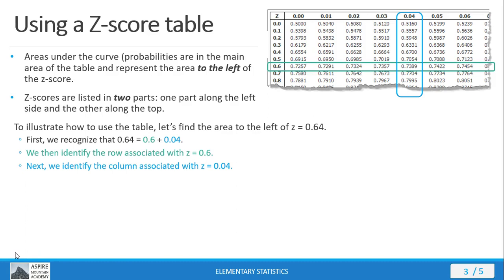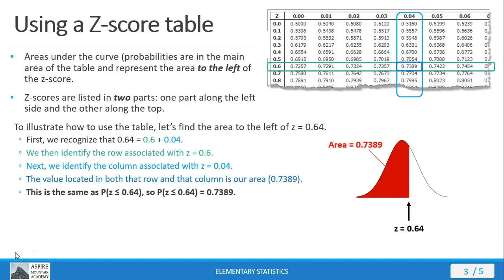So I've got my row and I've got my column. Now I'm going to look for the intersection of those two, and that value that's located at that intersection is the area to the left of our z-score 0.64. That's this value right here, 0.7389. This is the same as the probability that our z-score is less than 0.64. Because remember, it's the area to the left of that z-score that's underneath the curve.